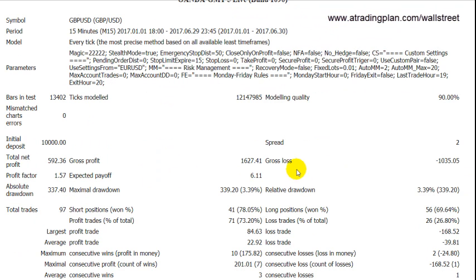Anyways, we're looking at a gross loss of 1,000, gross profit of 16, total net of under $600. Profit factor's changed, right? Profit factor has changed. So it's still a decent. You're still making the money on it. Okay. What are we looking at here? Largest profit 84, largest loss 168. Average trade win 22, average loss 39.